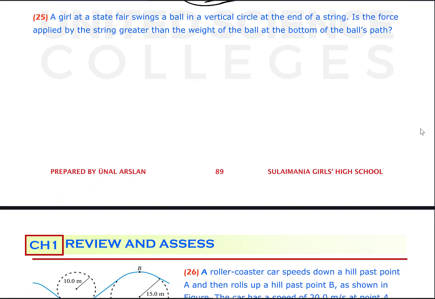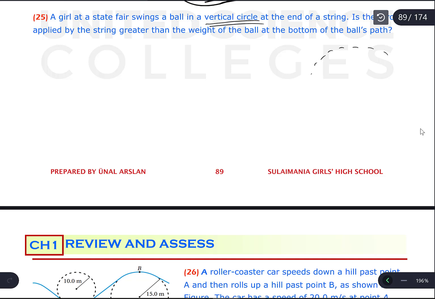And question number 25. A girl at a state fair swings a ball in a vertical circle at the end of a string. Is the force applied by the string greater than the weight of the ball at the bottom of the ball's path? So this ball is moving in a vertical circle. This is the vertical circle, and this ball is attached to a string. This is the string at different locations at the top, but the question is at the bottom. When this ball comes to the bottom, of course this ball must be moving with some tangential speed and also angular speed.